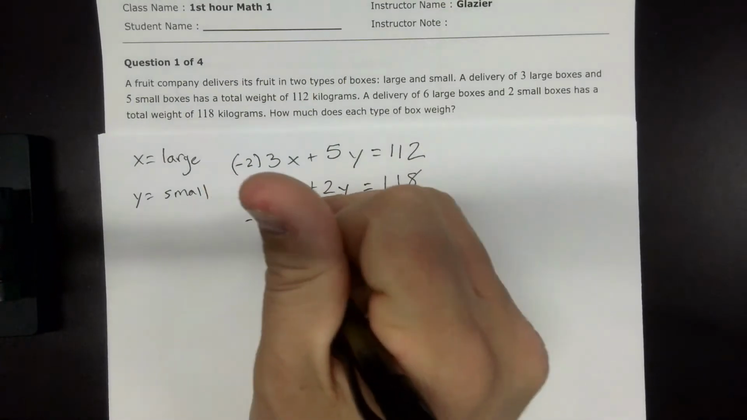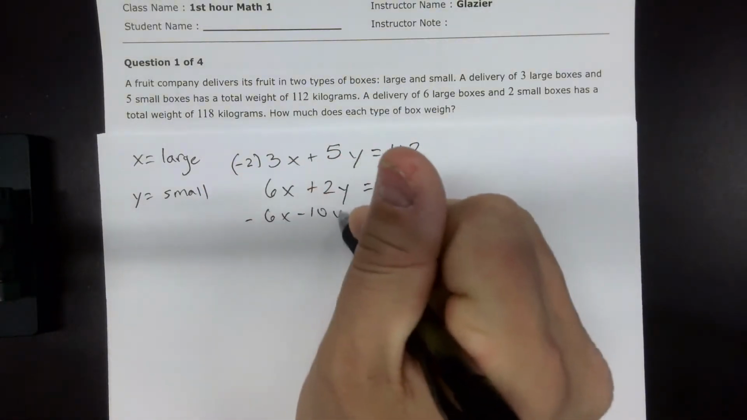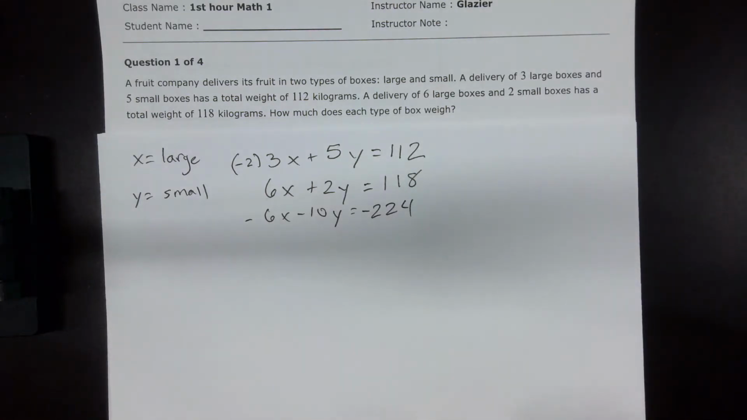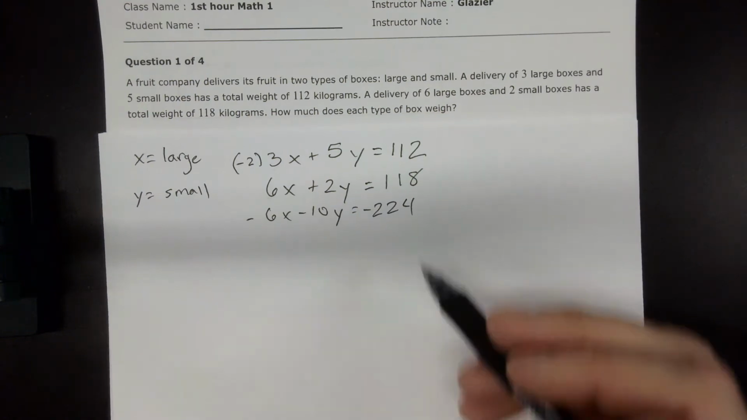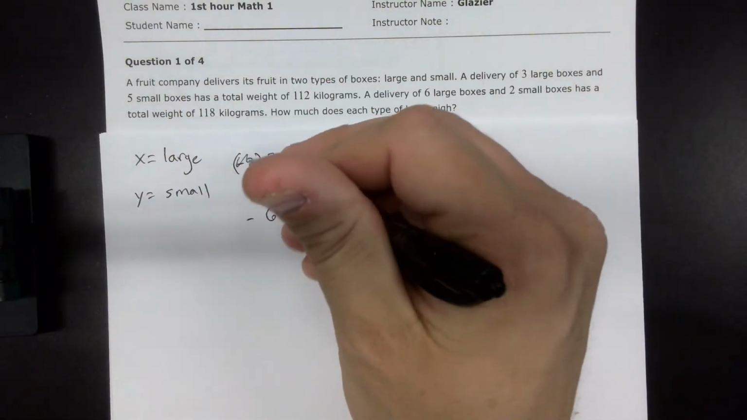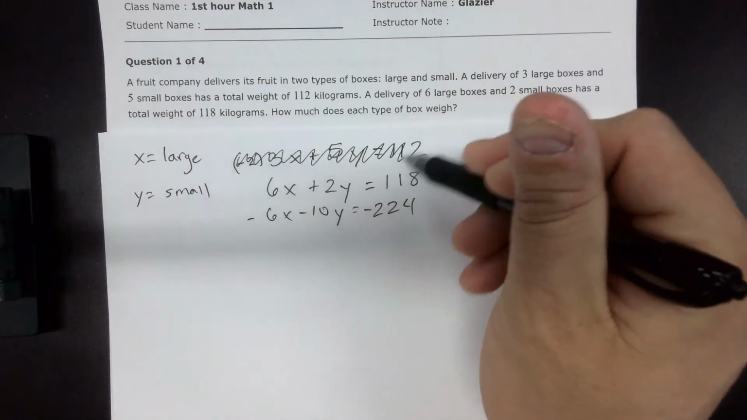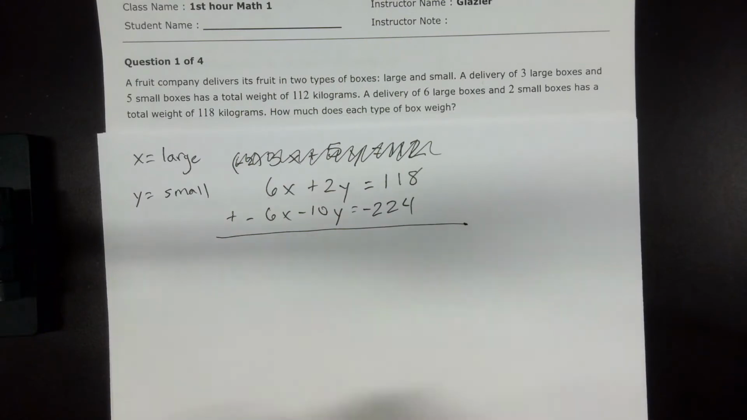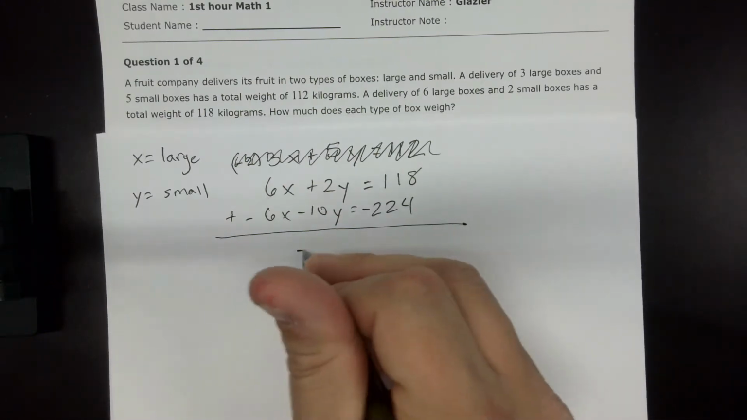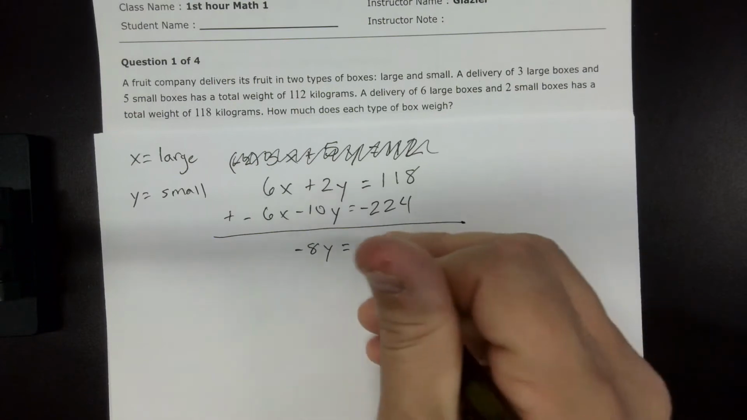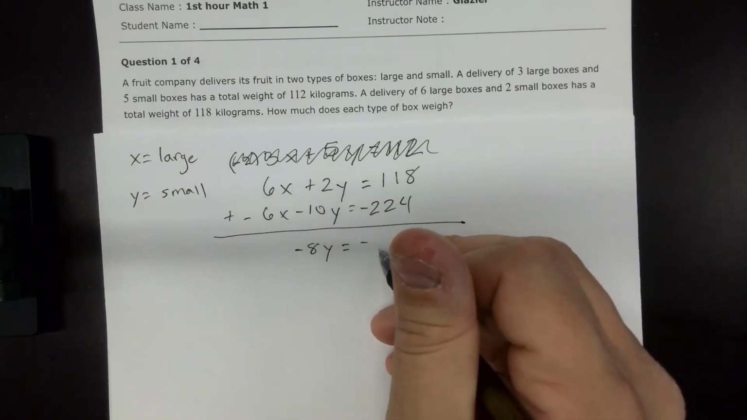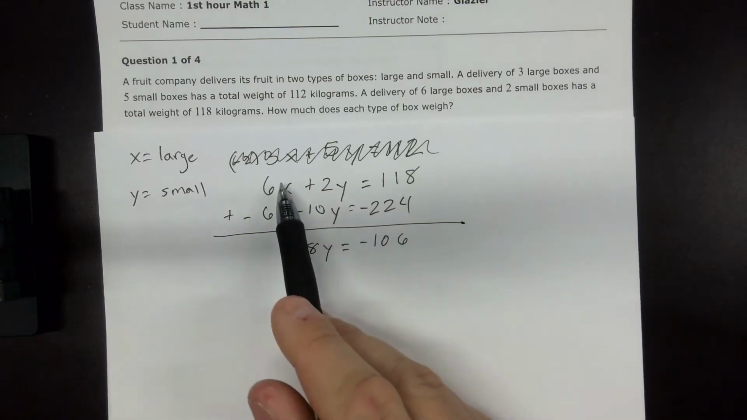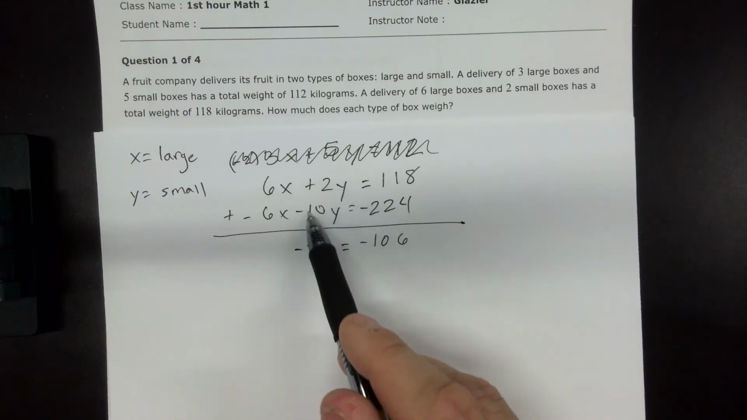Which is going to give us negative 6x minus 10y equals negative 224. Now that top equation I'm just going to say is gone, even though we can plug it into the second one. Alright, so we're going to add these two things together. Our x's are gone, right? We're left with negative 8y equals negative 106. 2 minus 10 is negative 8.